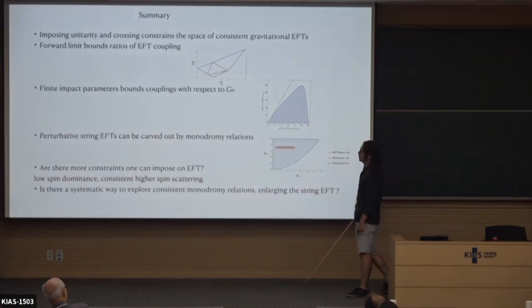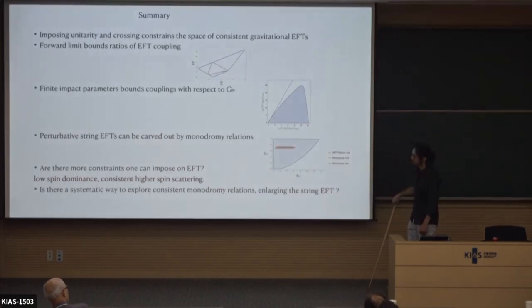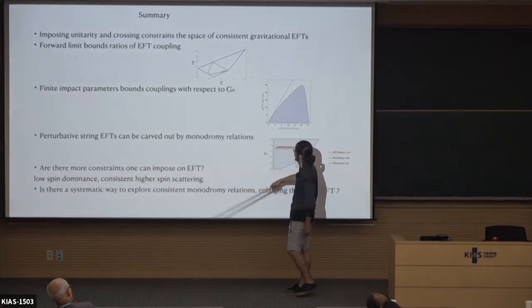But actually, from the top-down approach, we can start to think about perturbative string EFTs by implementing the monodromy relation. And as you see, if you just impose maximal SUSY, we have a lot of evidence that suggests there's actually just one solution for maximal SUSY. And of course, there are various different questions. Is there anything more you can impose on your EFT to try to shrink this space?